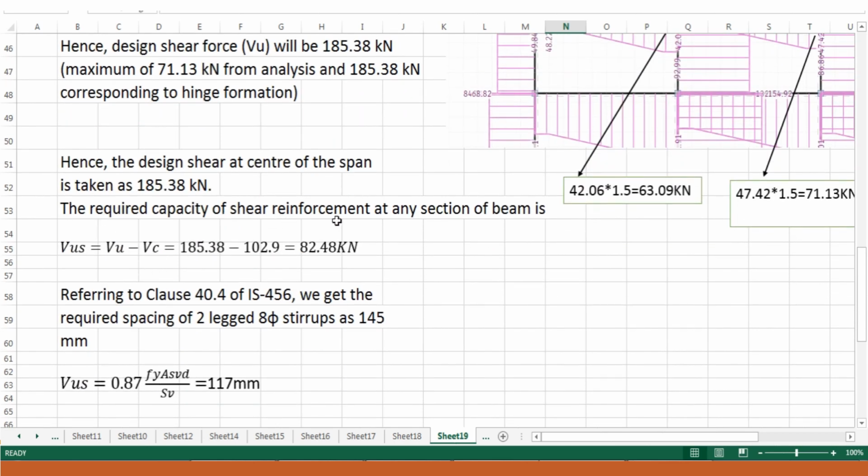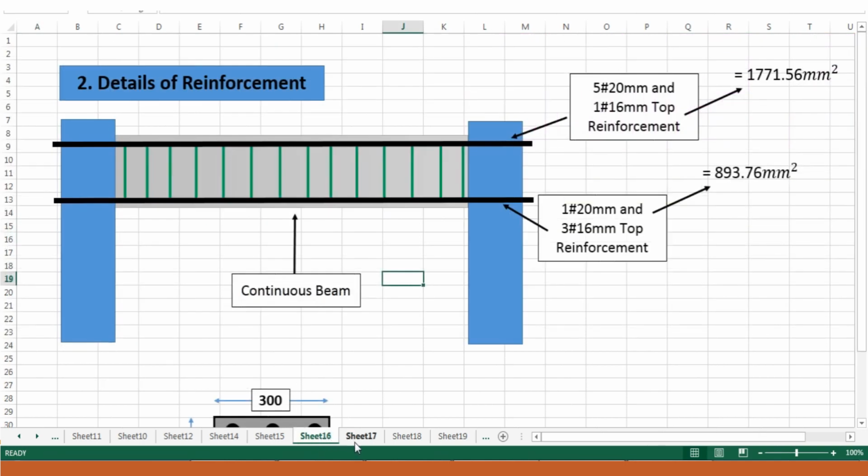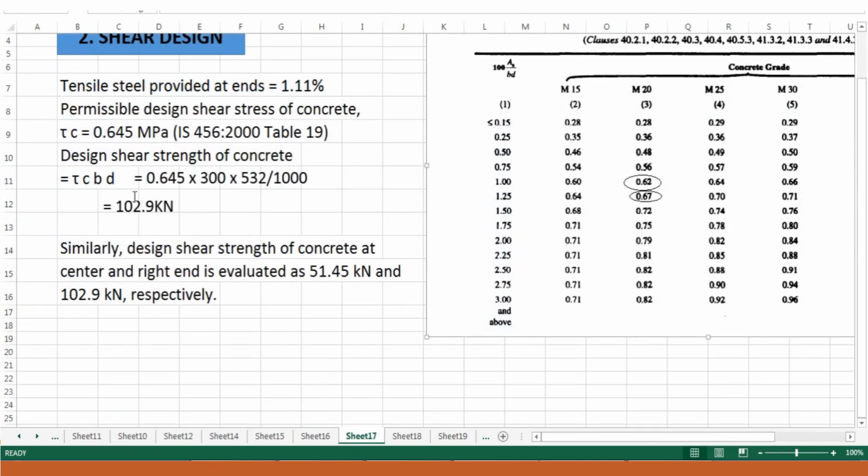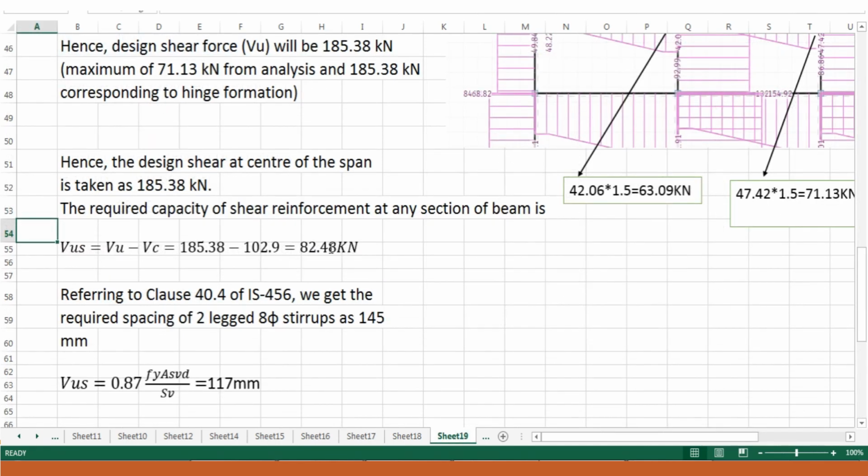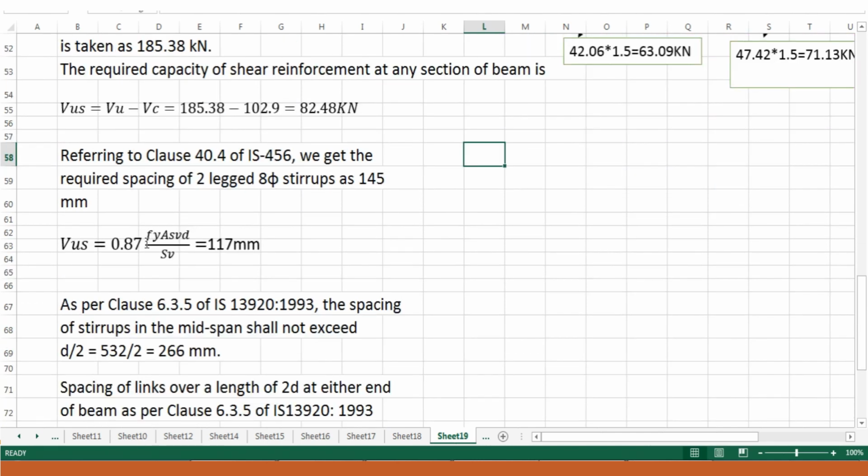The required capacity of the shear reinforcement at any section of the beam would be VUS is equal to VU minus VC. Now VU we obtained as 185.38 and VC is the capacity of the section, which we have obtained already here. VC was 102.9. So what you get for VUS is 82.48 kilonewton. Now referring to clause 40.4 of IS 456, we get the required spacing of two-legged 8 mm stirrup as 145 mm. For that you need to consult clause 40.4 of IS 456.